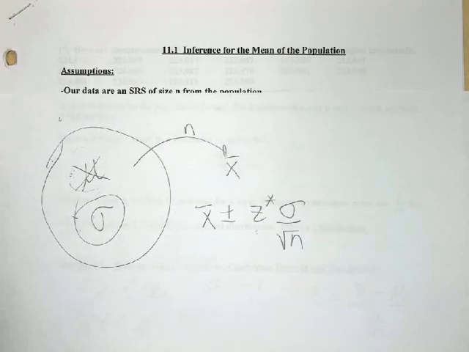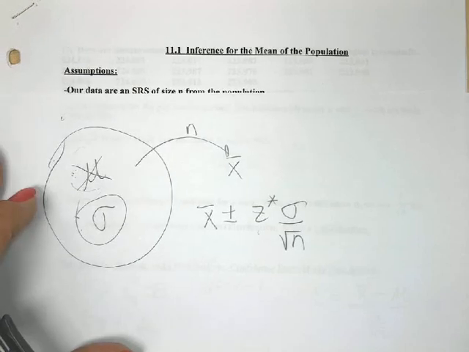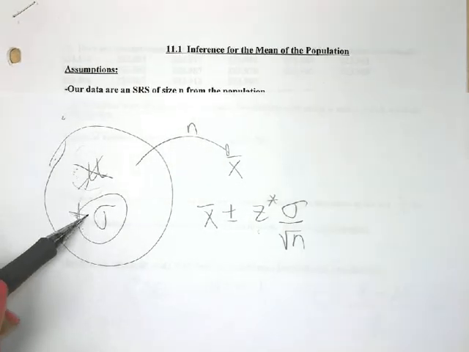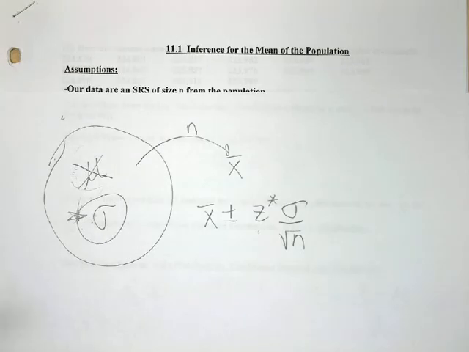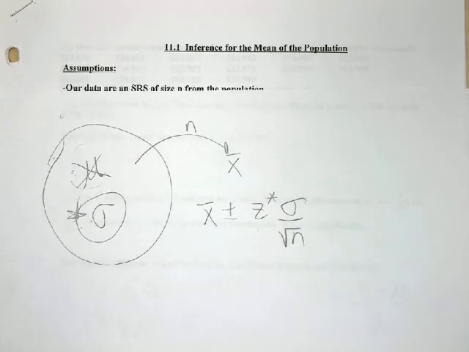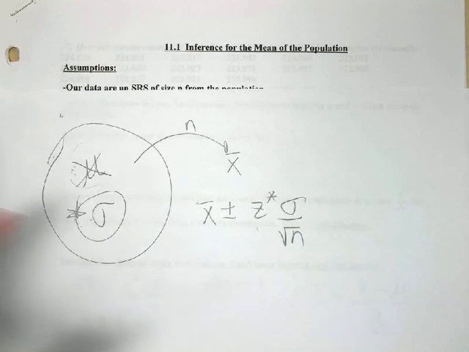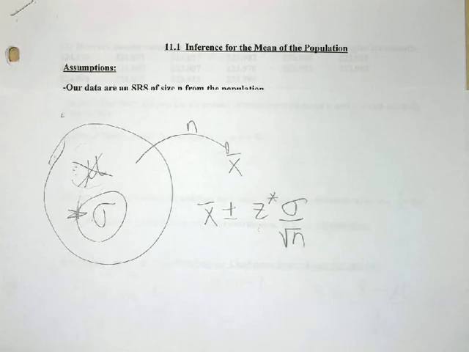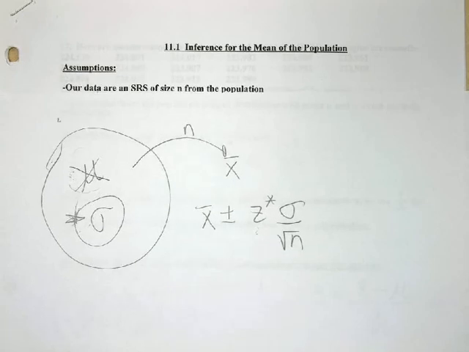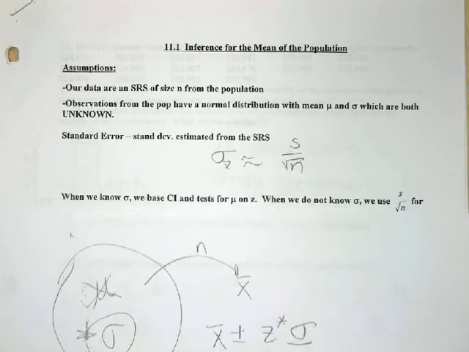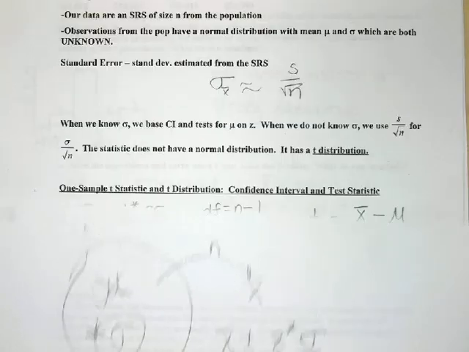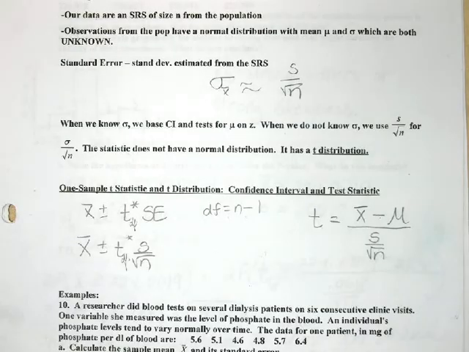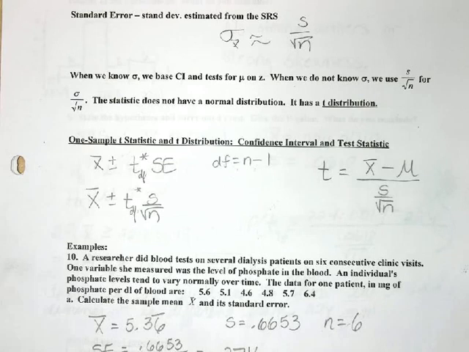Now we're going to do much the same thing in this chapter, except this time we don't know that population standard deviation. So we'll have to let our sample standard deviation be used as our estimate for this, and that's going to cause us to use a different distribution, something called a t-distribution. Let's go down to the example to begin with, and then we'll go back and look at the formulas up above.